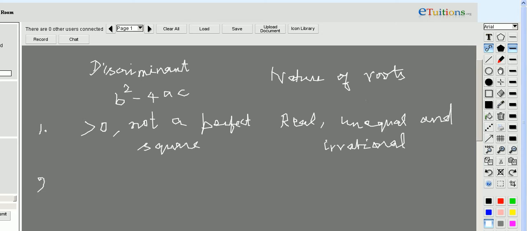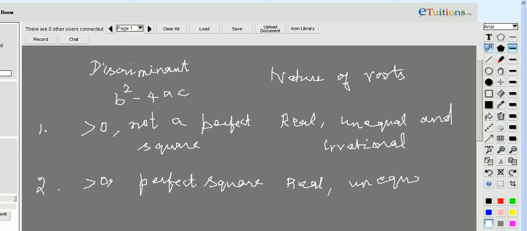The second case, this discriminant value is greater than 0 and it is a perfect square. In that case the roots would be real, unequal and rational.